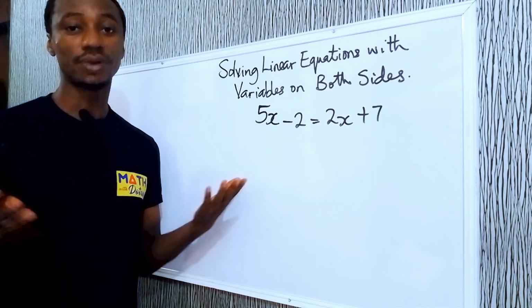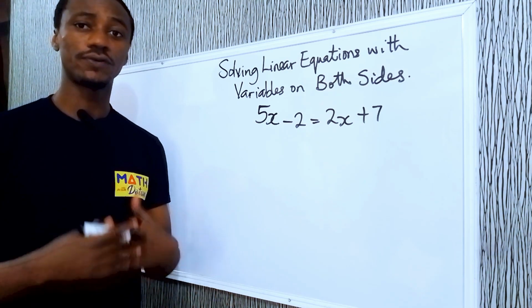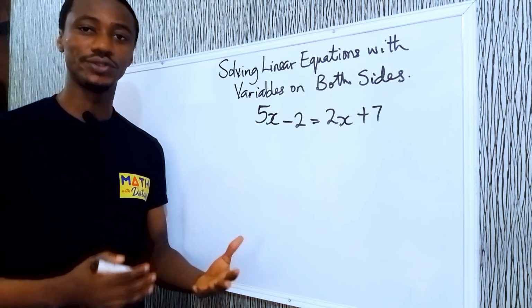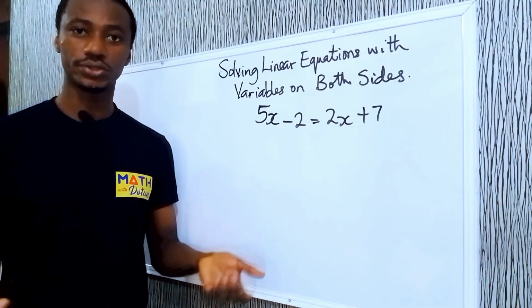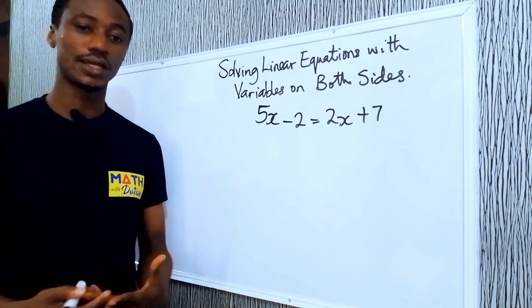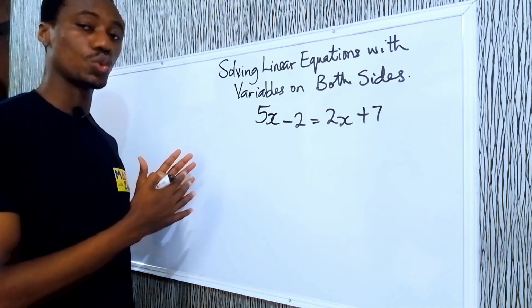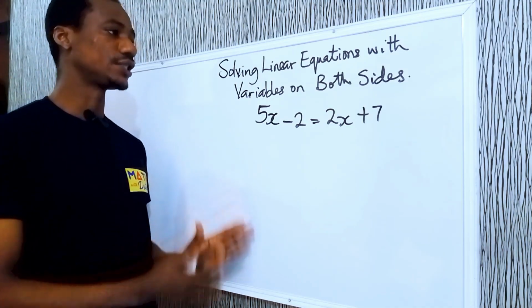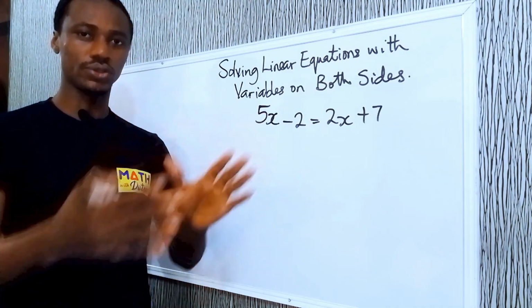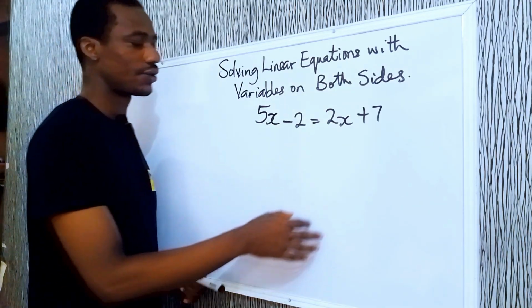I'm going to use the balance method. Remember we've talked about the shortcut. At the end of this video, we also talk about the shortcut. But first let's use the balance method, and we use the balance method to bring the variable to the left hand side and then take the constant to the right hand side.